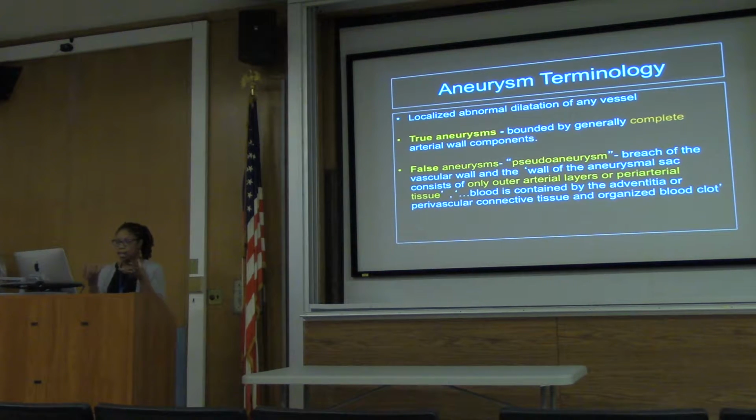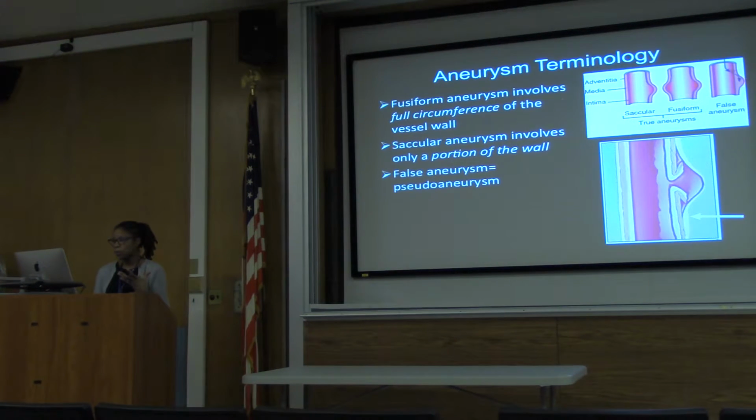So the blood is being contained by surrounding soft tissues, by the adventitia, or even by the organized blood clots. In addition to whether you have a true aneurysm or false aneurysm, we also try to distinguish the actual morphology of the aneurysms, particularly for the true aneurysms, whether it's fusiform, which means that it involves the entire circumference of the artery, or saccular, meaning that it involves only one wall or portion of the artery.